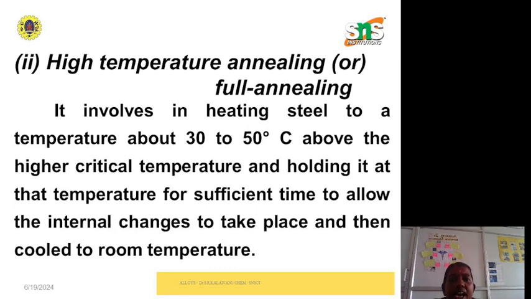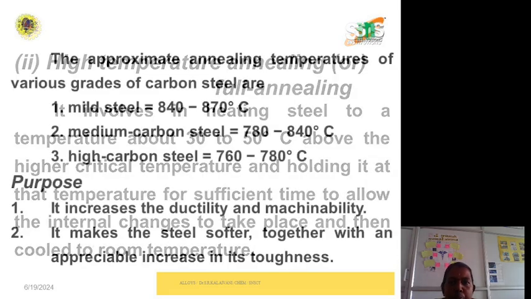The next one, high temperature annealing or full annealing. Full annealing involves heating steel to a temperature about 30 to 50 degrees Celsius above the higher critical temperature and holding it at that temperature for sufficient time to allow the internal changes to take place, and then cooling to room temperature.